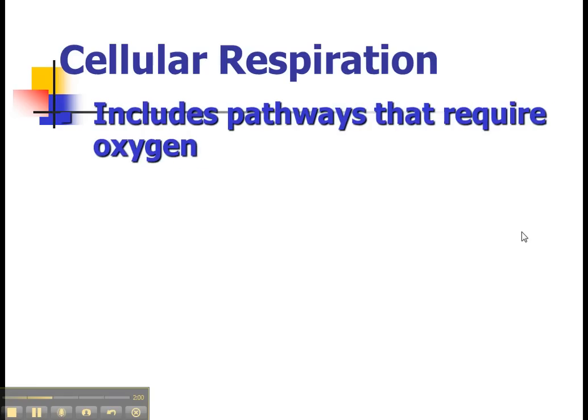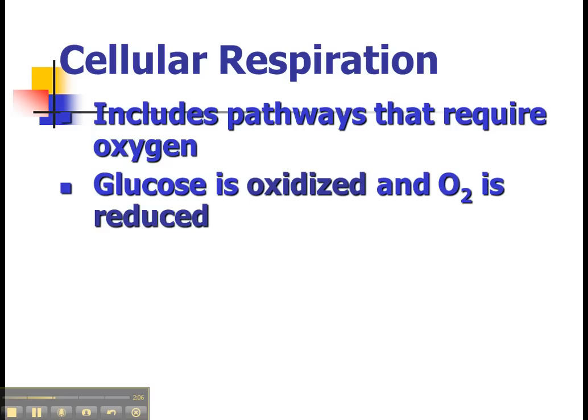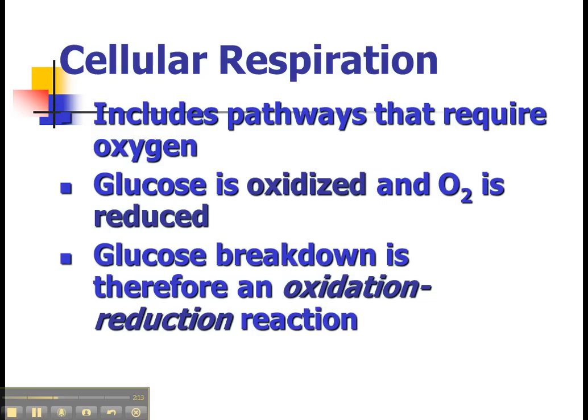Now, let's go into a little bit more about cell respiration. It has some pathways. We're going to talk about 3 different types. Some of those require oxygen. What happens is glucose is oxidized and oxygen is reduced. We're going to explain that here in a little bit. The whole thing, all cellular respiration is doing, is breaking down glucose. And so glucose, sugar, we eat things, we break it down.